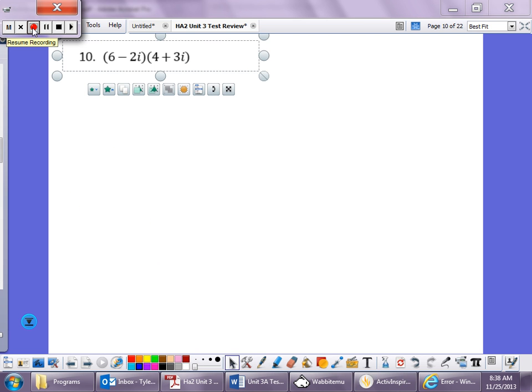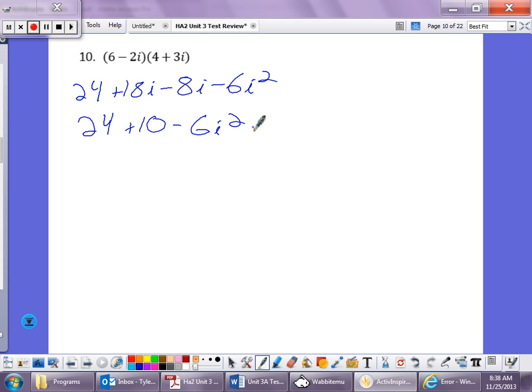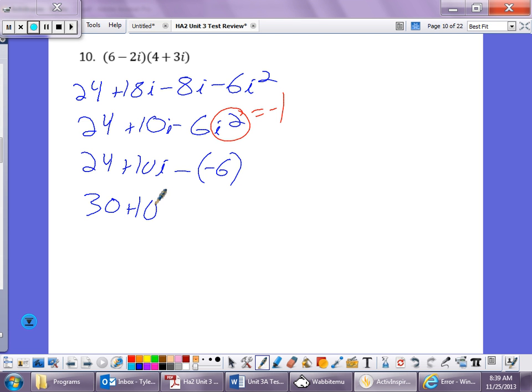Number 10's the same thing. Here we're just going to distribute, so you'd get 24 plus 18i minus 8i minus 6i squared. Combine like terms, you get 24 plus 10i minus 6i squared. Just i squared right here equals negative 1. Only i squared equals negative 1. So you get 24, this should have an i here, plus 10i minus negative 6, so that's plus plus, so you get 30 plus 10i.